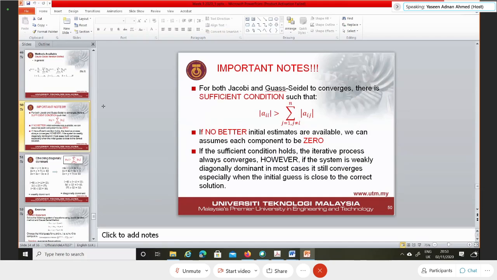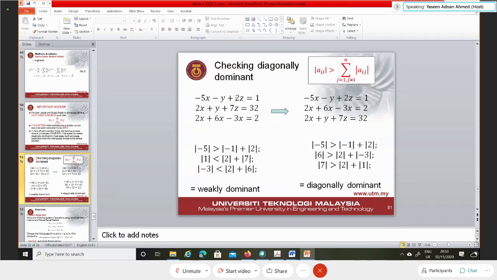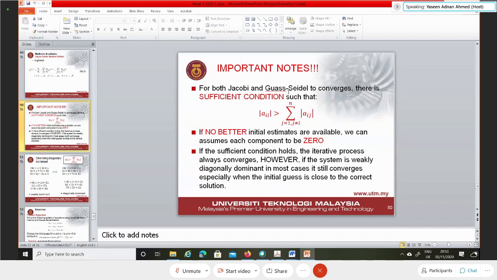Okay, important notes. This one maybe I missed out in my video. This is the convergence criteria. For Jacobi iteration or Gauss-Seidel iteration, when we do the iteration, we need to find out whether things are okay, whether it will converge or not.